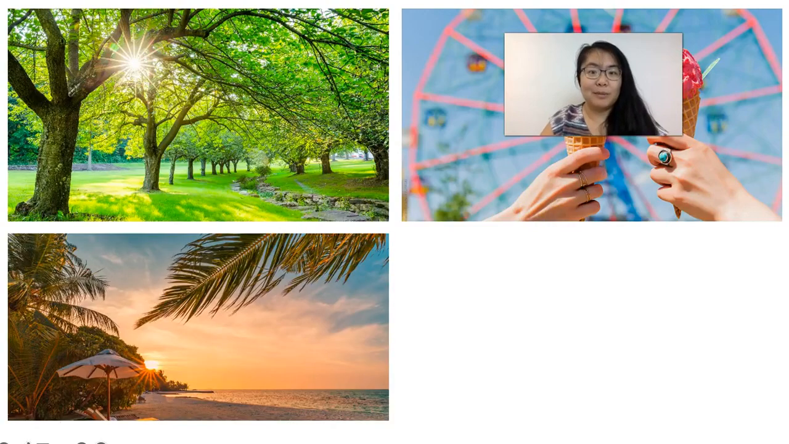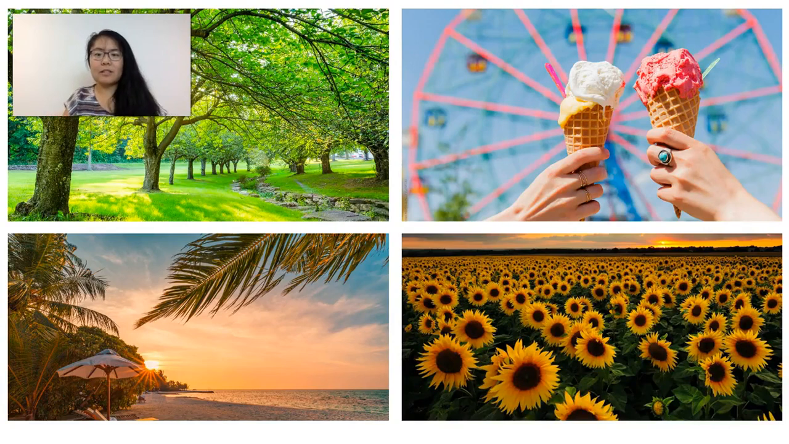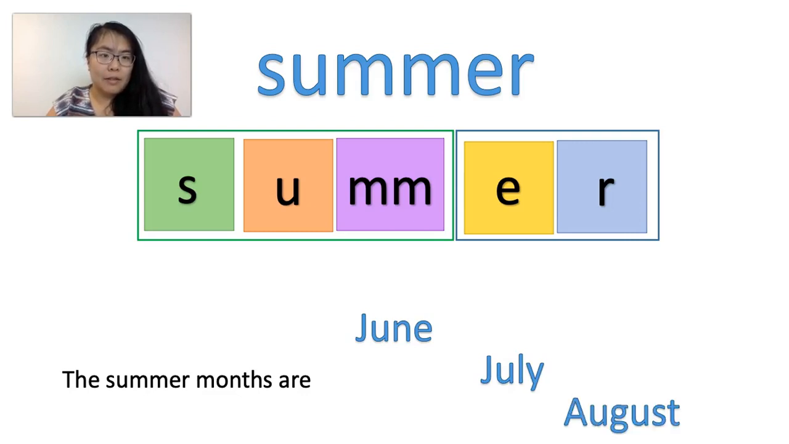We go to the beach. I'm sure a lot of you love to go to the beach in the summer and swim and maybe surf. And then these are sunflowers. So lots of flowers and lots of growing of crops and plants in the summer. Summer. The summer months are June, July, and August.